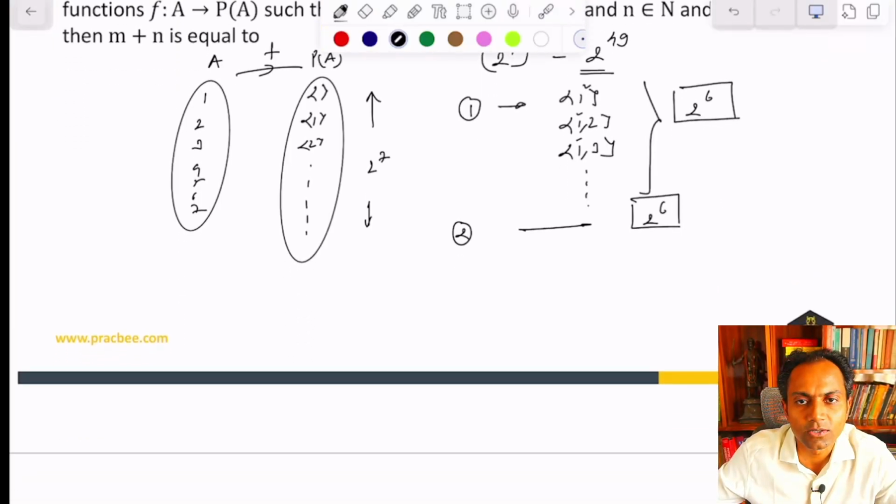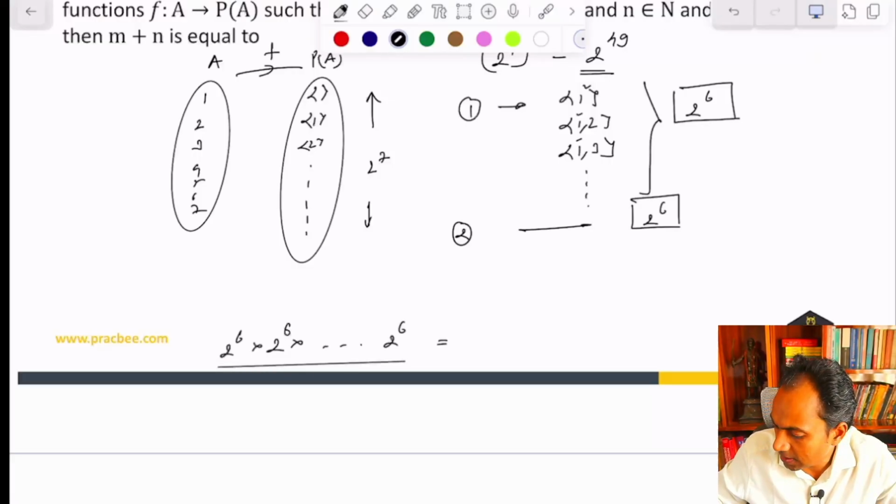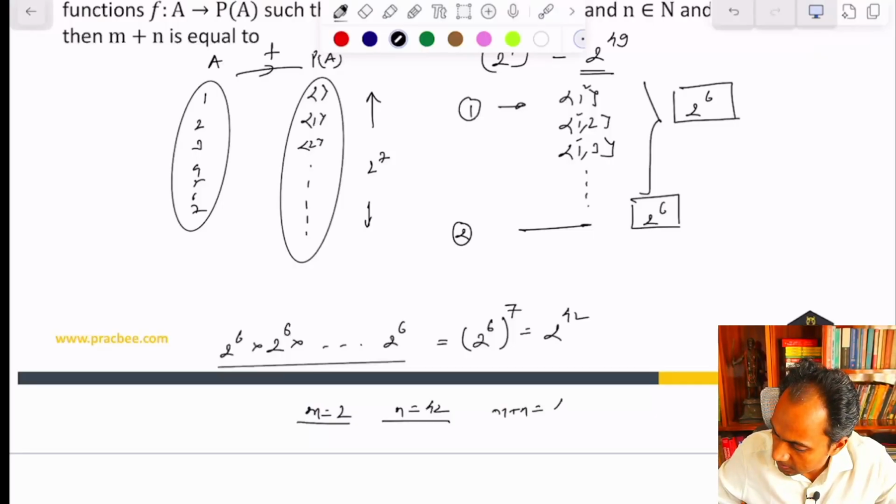And the answer to this question hence becomes 2 raised to the power 6 into 2 raised to the power 6, and so on, 7 times. So the answer comes out to be 2 raised to the power 6, raised to the power 7. It becomes 2 raised to the power 42. So the value of m corresponding to this becomes 2, n is 42. They are asking the value of m plus n, that becomes 44.